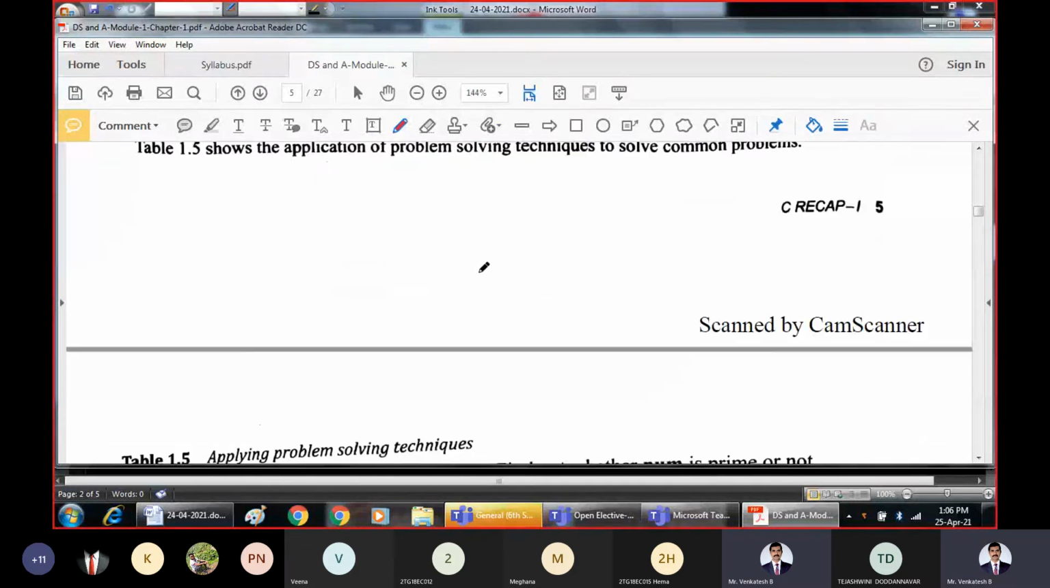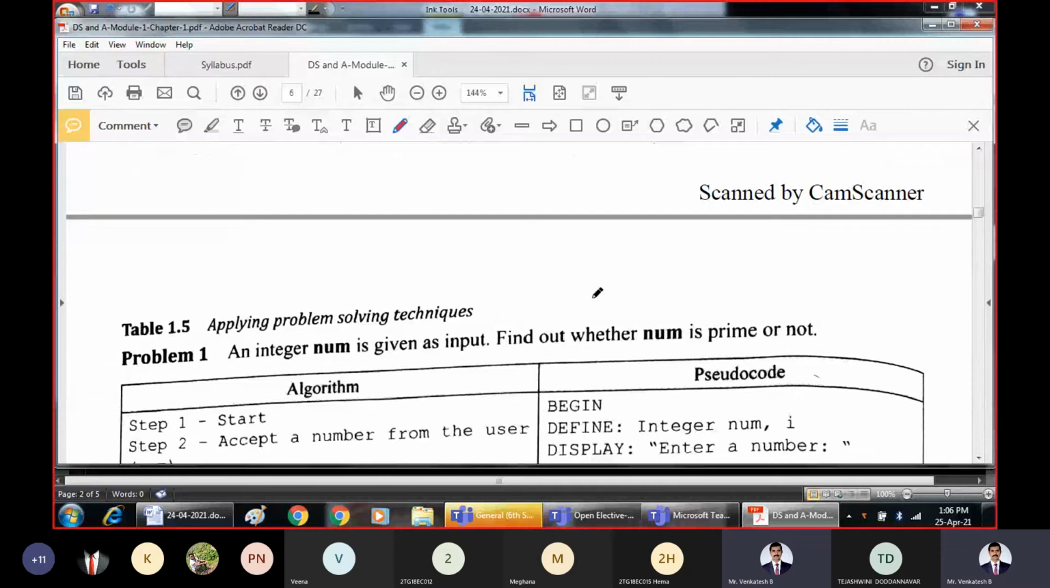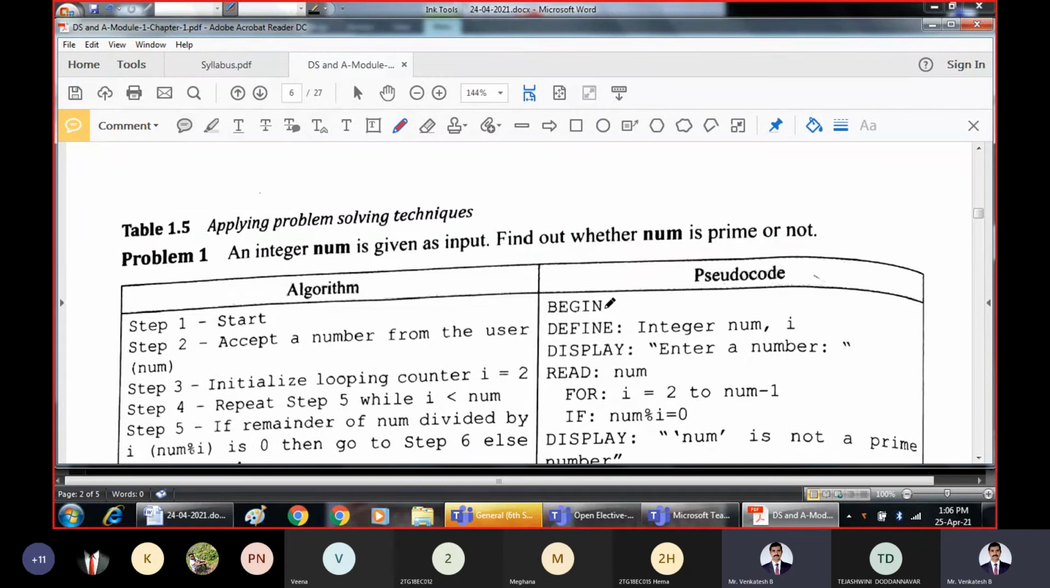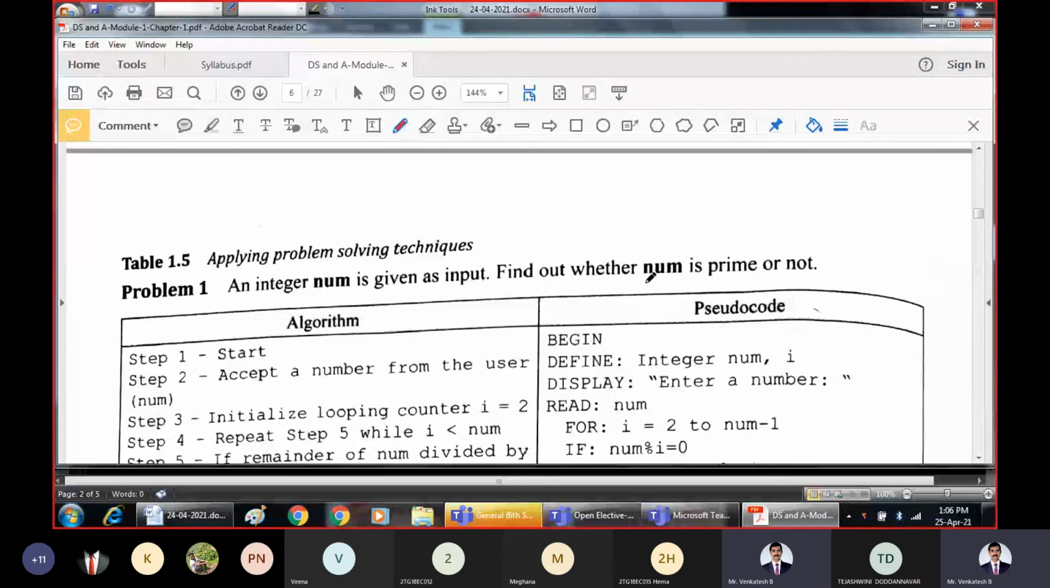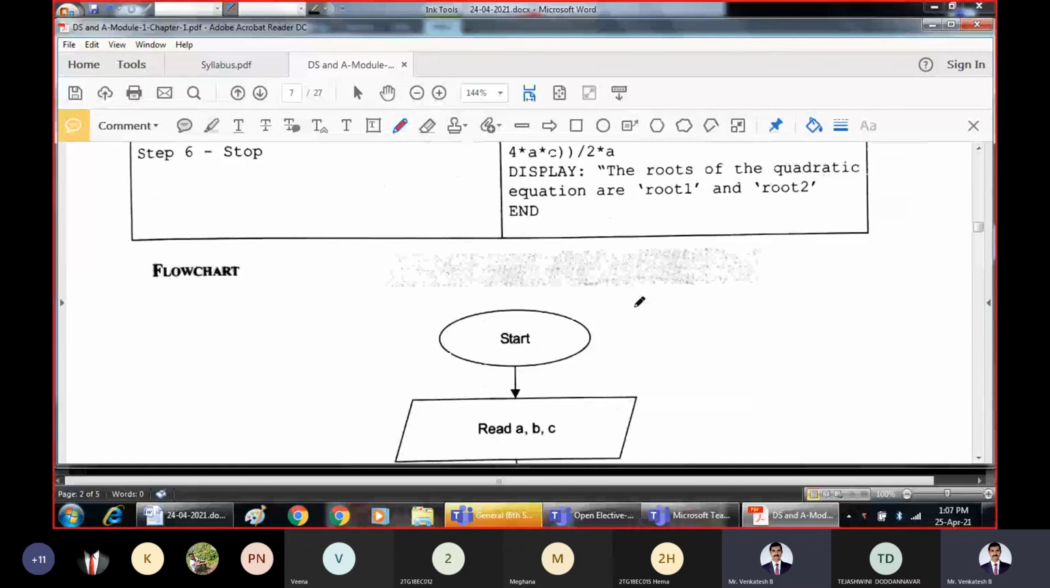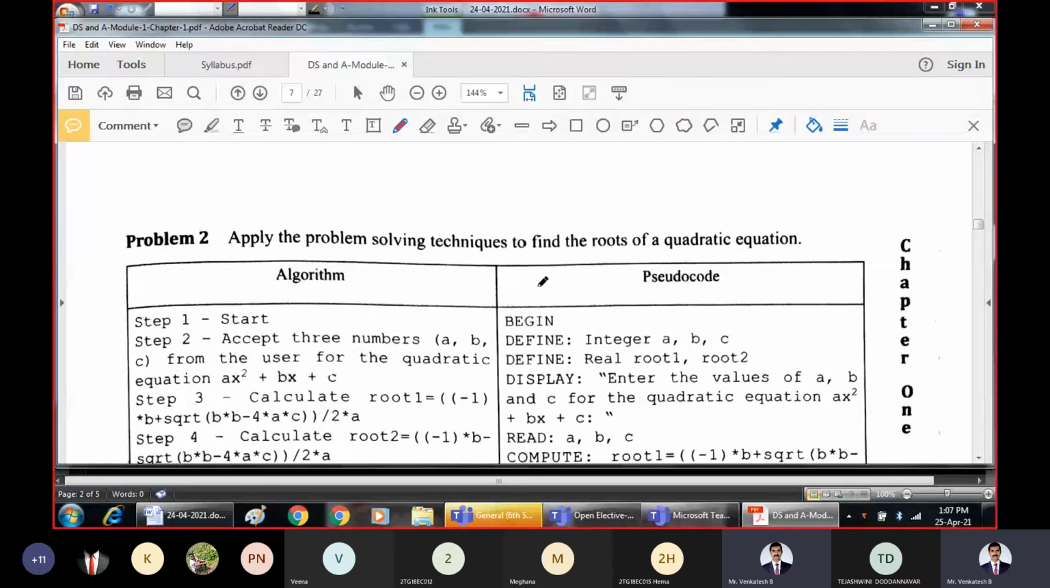Now, different examples of problem solving. What I can do here is find whether the given number is prime or not. So I'll take one more sample example. What is the problem here? The problem is to find whether the number is prime or not. It is a complex one, so I'll take something simpler.